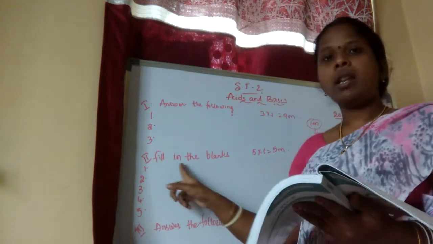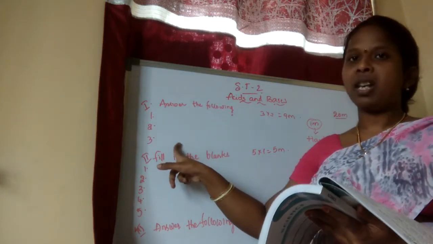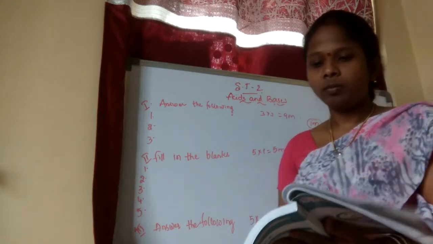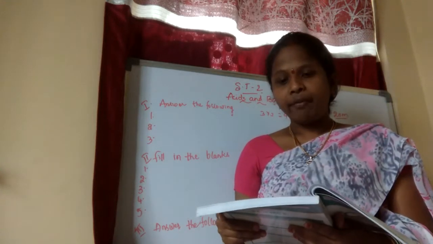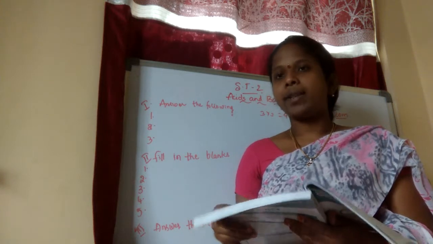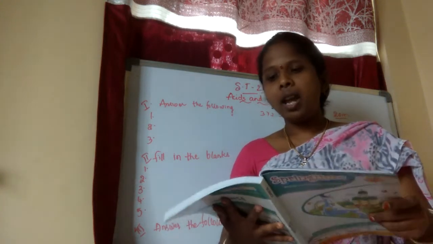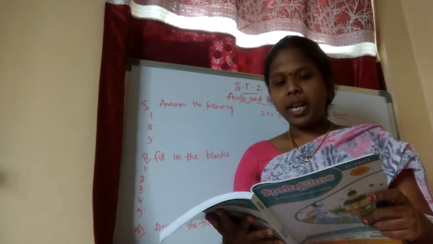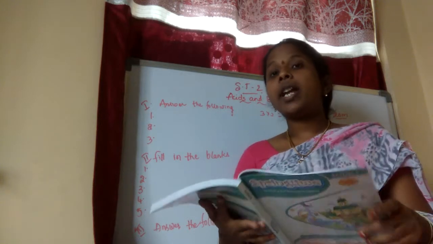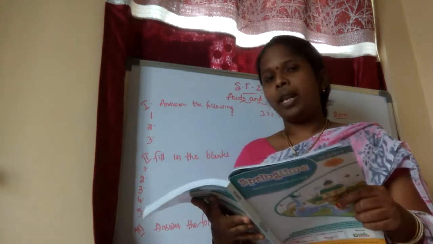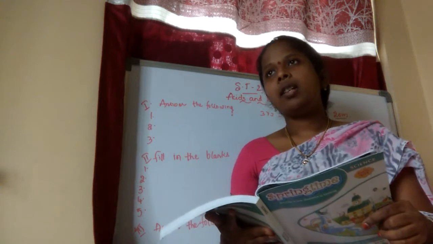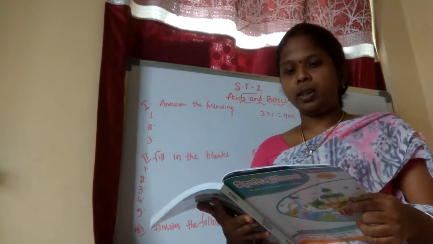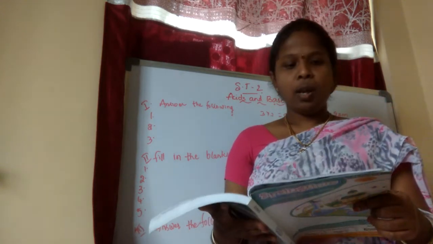Now second Roman, fill in the blanks. In the first Roman I have given you 3 questions and answers. In the second Roman, fill in the blanks. First one: sulfuric acid is a dash acid. The substances that turn red litmus to blue litmus are dash in nature. The substance which will turn the red litmus to blue.